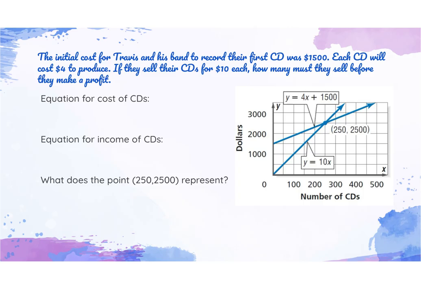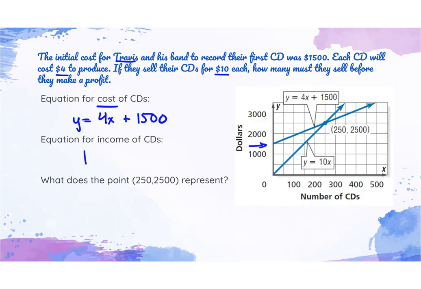Okay, so the initial cost for Travis and his band to record their first CD was $1,500. Each CD will cost $4 to produce. If they sell their CDs for $10 each, how many must they sell before they make a profit? So the cost for CDs: it costs them $1,500 straight up, no matter how many they sell, and then it costs them $4 per CD to make. Okay, that's this line right here.